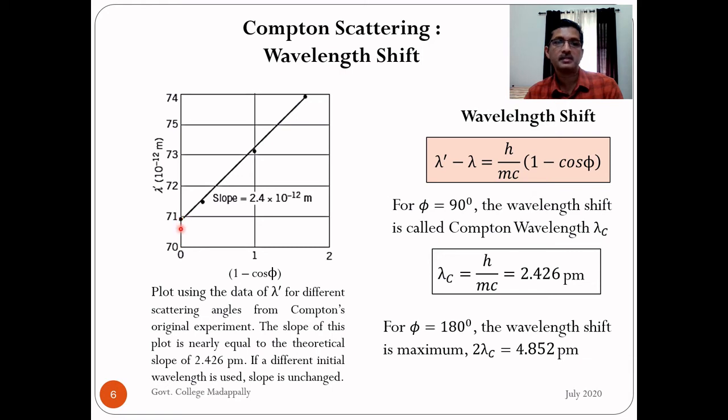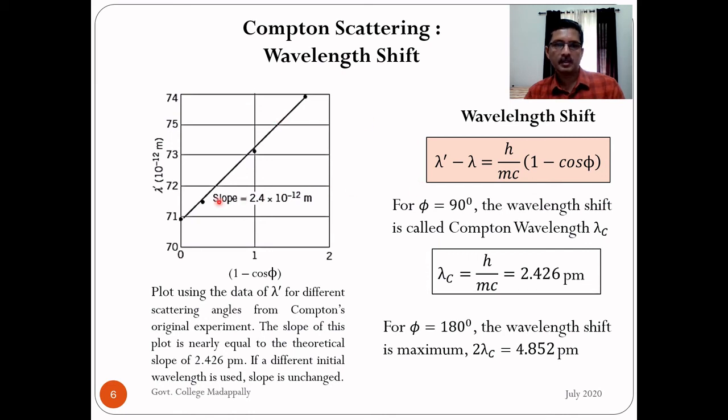70.8. So 70.8 is near to 71. So this is the original data from Compton's experiment. You can recreate this graph using the different lambda prime values corresponding to phi equal to 90, 45, 90, and for example, 90 means cos 90 means 1 minus cos phi is 1. So the value is this much, 73 point something picometer. So like that you can do.